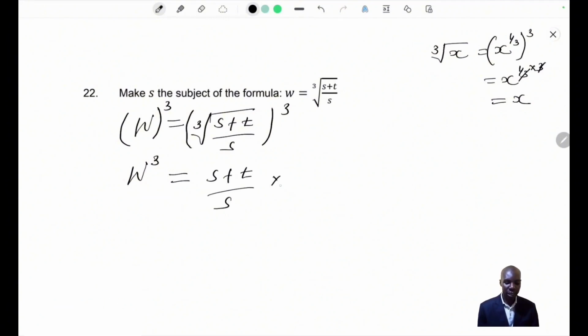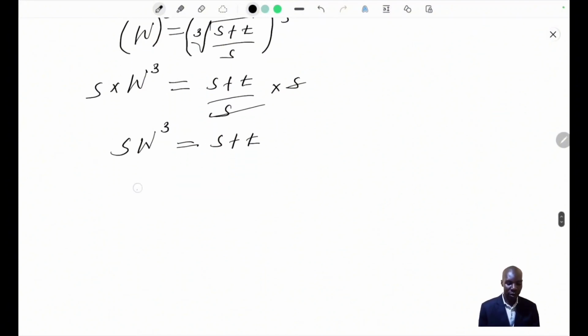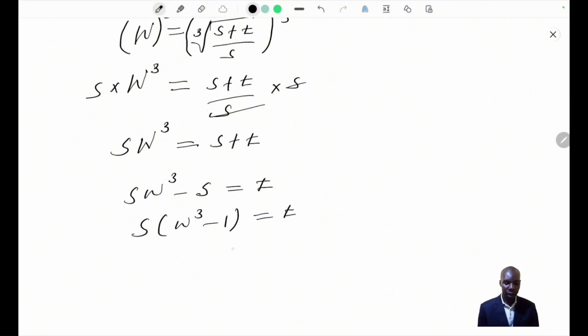Then cross multiply both sides by s. So that one will cancel out. We'll have sw to the power 3 equal to s plus t. Collect the like terms, then we'll say sw to the power 3 minus s is equal to t. So s is common, in brackets w to the power 3 minus 1 equals t.